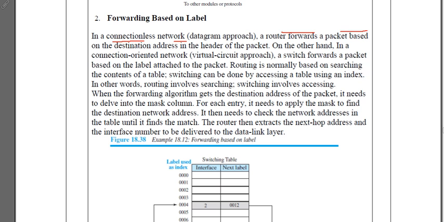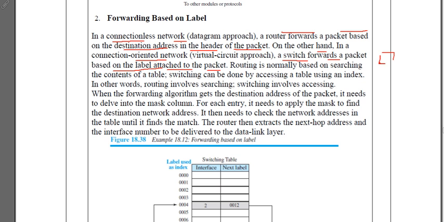So in a connectionless network, a router forwards the packet based on the destination address in the header of the packet. ठीक है, जैसे हमने डिस्कस किया था कि हेडर में सेंडर एंड रिसीवर का आईपी एड्रेस होता है. ठीक है, सो जो कनेक्शनलेस नेटवर्क है इसमें राउटर जो है डेस्टिनेशन एड्रेस को सर्च करता है हेडर से. So on the other hand, in a connection oriented network, a switch forwards the packet based on the label attached to the packet. ठीक है, तो connection oriented network जो है that is the second type of network, because there are two types. One is connectionless and second is connection oriented network.